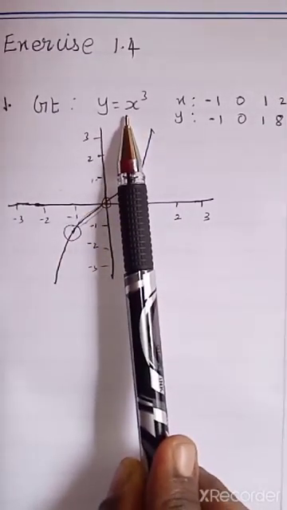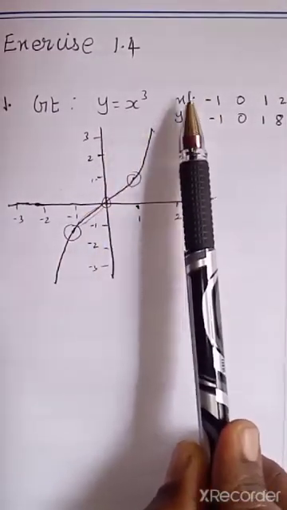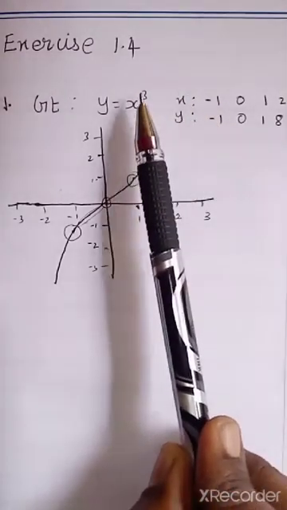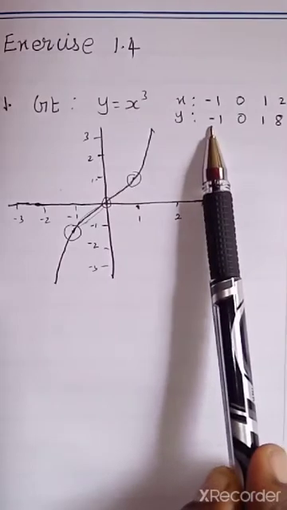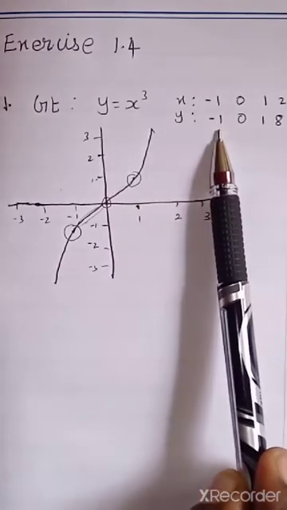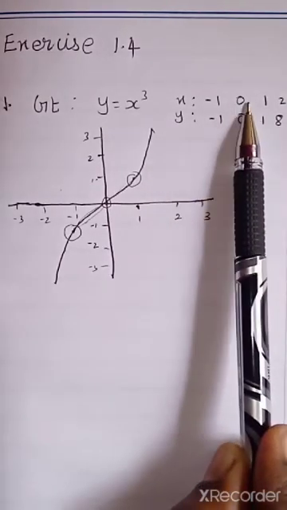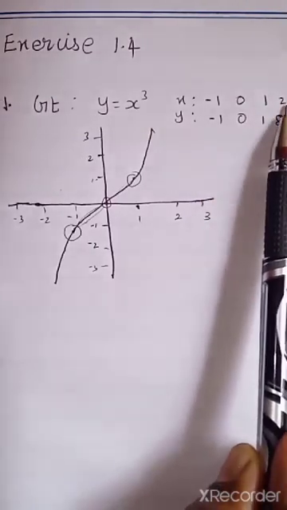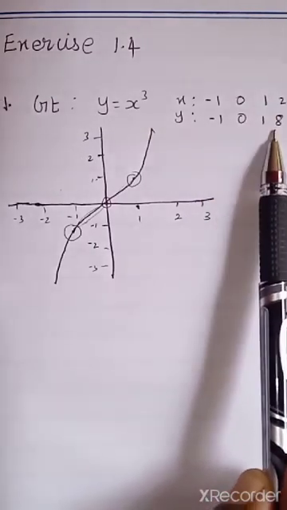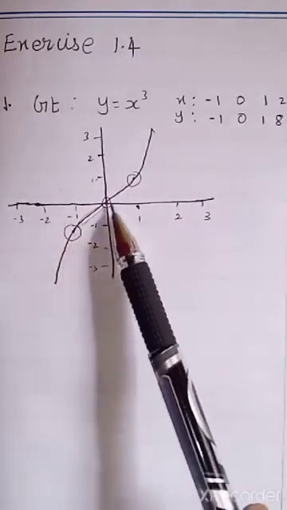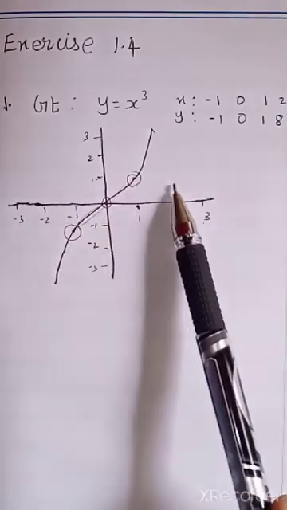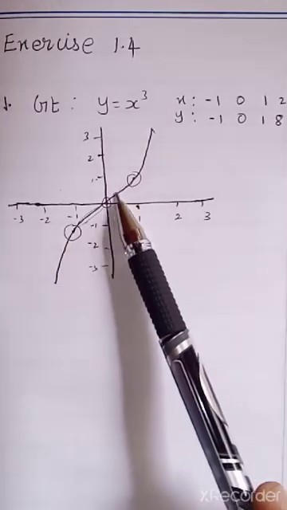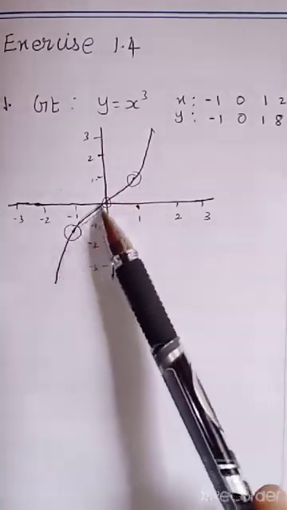Okay, for this function, how to draw the graph? We can take x points and y points. When you give x equal to minus 1, the whole cube is minus 1, so y is also minus 1. x is 0, y also 0. x is 1, y is 1. x is 2, y is equal to 8. So minus 1 comma minus 1, 0 comma 0, 1 comma 1, 2 comma 8, minus 2 comma minus 8, somewhere like that. So you will get a graph like this.